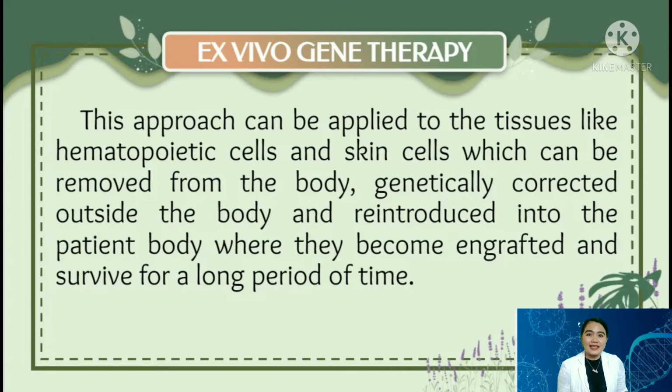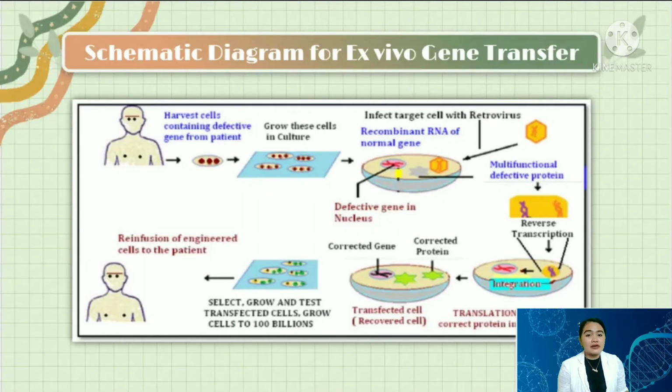For better understanding, here's a schematic diagram for ex vivo gene transfer. The first process is to harvest all the cells, together with the cells with defective gene, from the patient. The second process is to transfer the cells to make them grow in culture, let them multiply, and then introduce them into the patient. The third process is through the use of autologous cells to avoid immune system rejection, because it is the time to combine the artificial RNA to the normal gene.